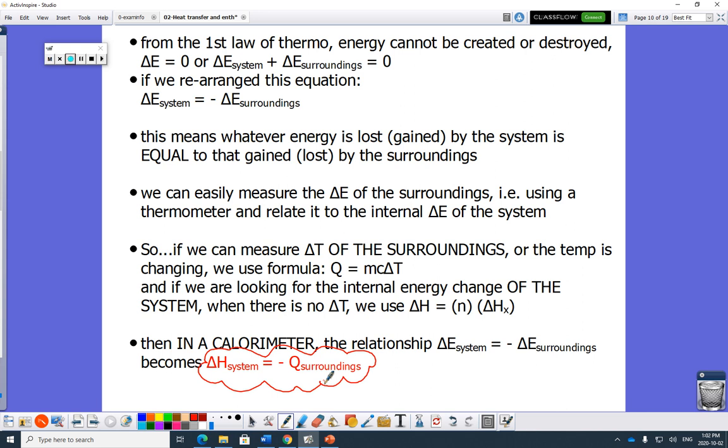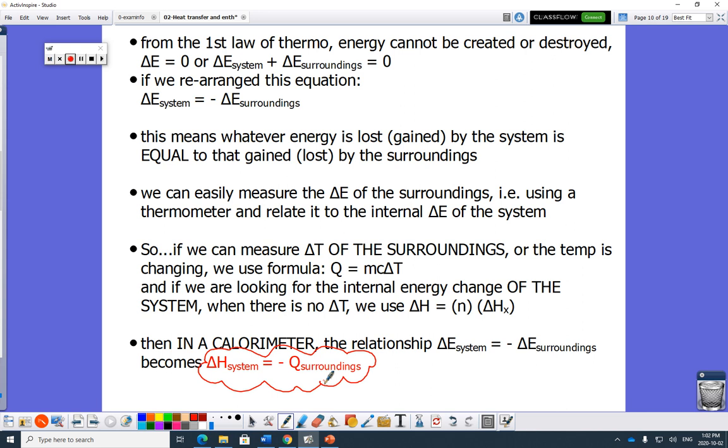So we can measure the delta T of the surroundings. On the surrounding side, we're going to use MC delta T. Then on the system side, we can't measure the internal energy using a thermometer. It's just not possible, so no delta T. Again, whether it's a change of state or something like this, when there's no delta T, you can use this relationship, and we're going to put them together.